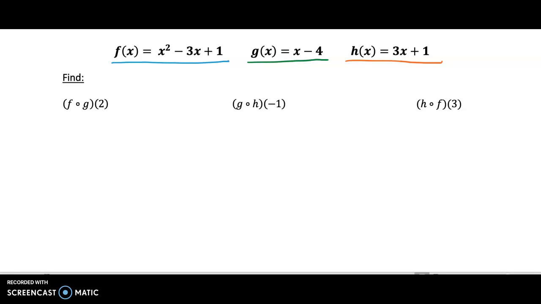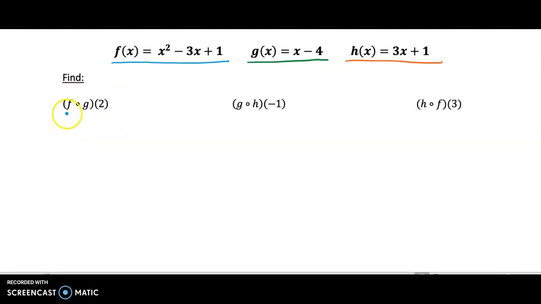Today we are going to work on compositions of functions at given values. There is a way to do compositions of functions without a specific value, like just with an x here, but we are going to only focus in this particular unit on evaluating at given points. So I'm going to refer to the f of x function as the blue function, the g of x as the green function, and the h of x as the orange function to help you visualize what we're doing here.